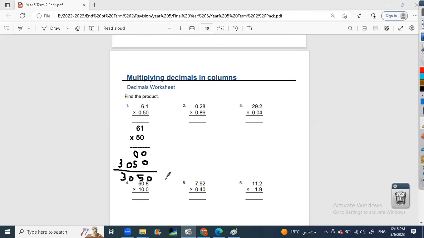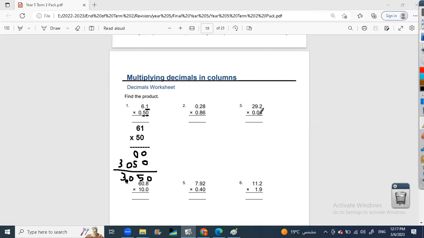So how can we do it, mister? Ask yourself, how many decimals do I have in the question? I have 2 decimal points, but how many digits are after the decimal points? I have 1 digit, 2 digits, 3 digits after the decimal point. So I want 1, 2, 3 digits after the decimal point. So 3,050. The same thing exactly with the rest of the questions.